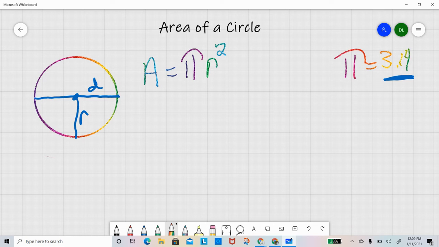So let's talk about a circle that has a diameter of 10 inches. You might notice that I like using 10 inches.